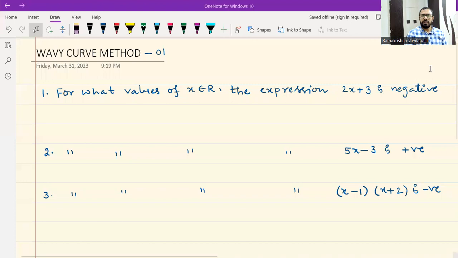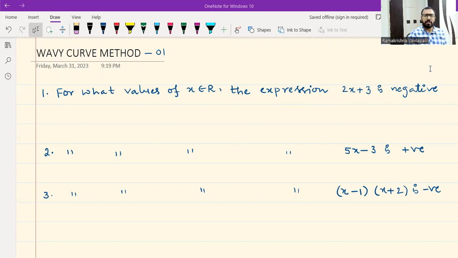or applications of derivatives or integration, wherever it comes. This is a very important topic. So please follow this topic carefully, and after that I'll solve a few questions. You try to practice them. Before I explain what the wavy curve method is, let me explain this method through a simple example.